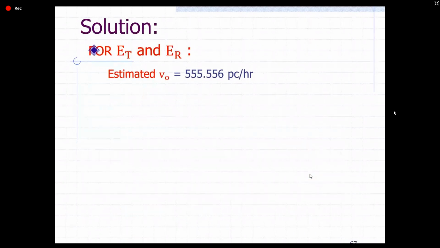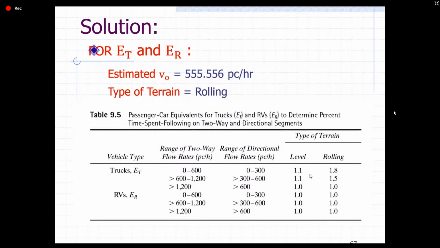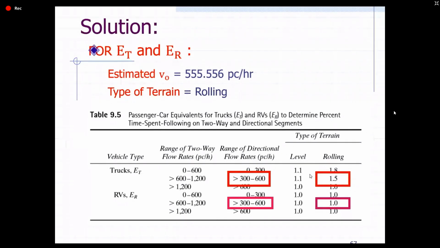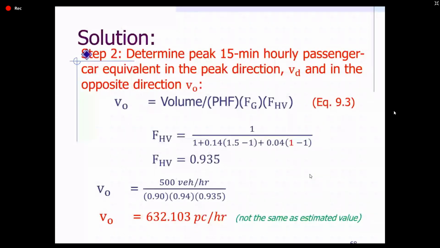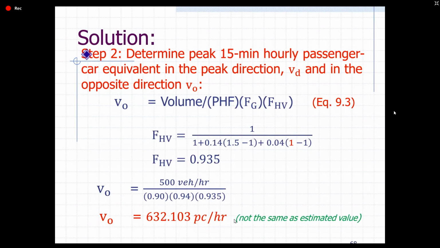So next is kunin ko naman yung E sub T and E sub R. Again, this is your directional tayo. So it is in between. So 1.5 and then 1.0. So since hindi 1.1 ito, most likely meron tayong value for your FHV which is not equal to 1. So that is 0.934. So substitute natin. Ito, medyo, I'm sorry, hindi pala sila pareho ng estimated value natin. So again hindi palaging magpapareho yung estimated at saka yung actual value. Pero kapag nagpareho sila, di swerte, mas madali yung computation.